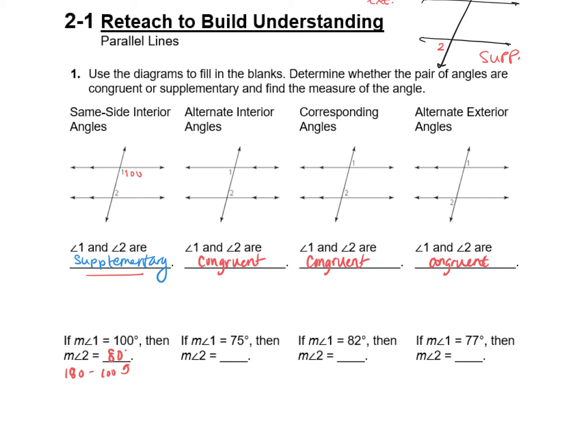If angle 1 is 75 degrees, and these angles are congruent, angle 2 must be 75 degrees. If angle 1 is 82 and you have corresponding angles, angle 2 will be 82 degrees because they're congruent. If angle 1 is 77, angle 2 is going to be the same measure, 77 degrees, because those are alternate exterior angles.